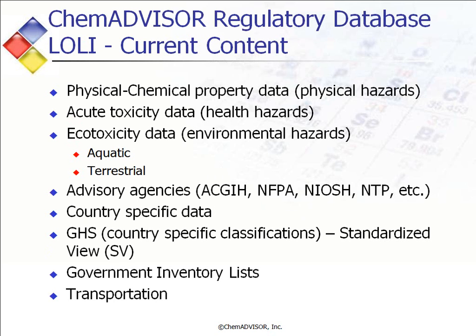The current content in the LOLI regulatory database includes physical chemical property data to address physical hazards and identify physical hazards, acute toxicity data. For the ecotox data, we have aquatic and terrestrial organism endpoints. Also advisory agencies such as ACGIH, NFPA, NIOSH, NTP, IARC, and others contain information that would support the overall classification and should also be taken into consideration.